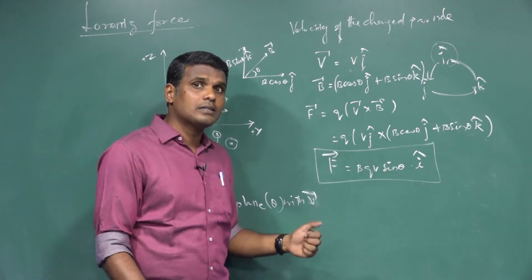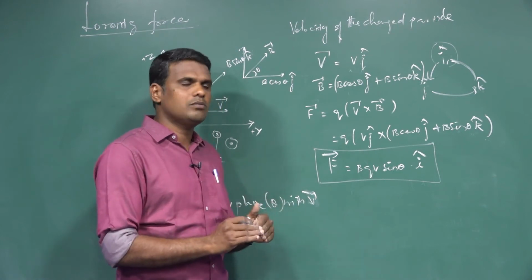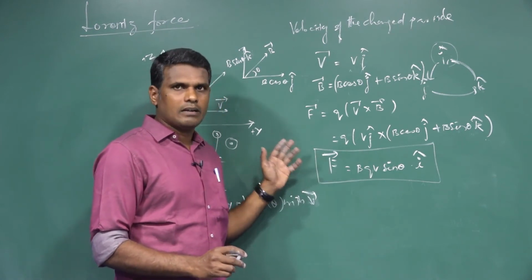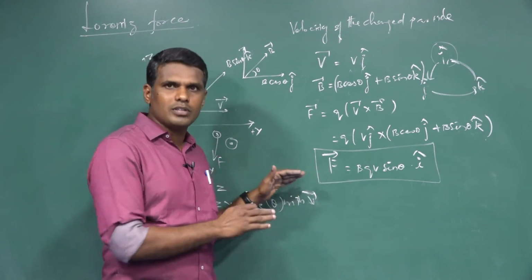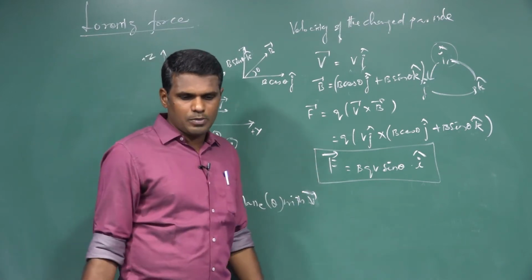But what about the direction? Once again, the direction acts perpendicular to the plane of the board containing V vector and B vector. That's all about this problem. Then we shall go on to the next problem.